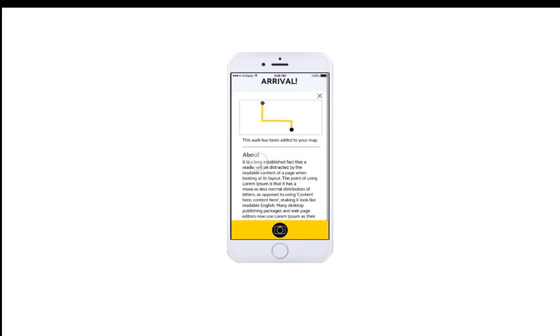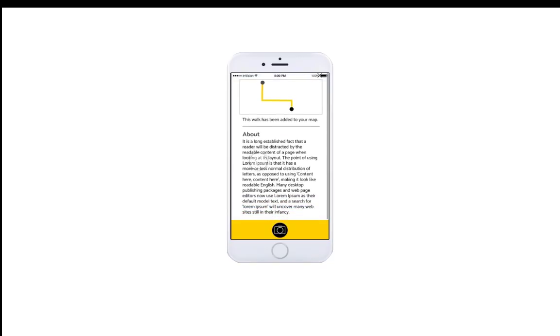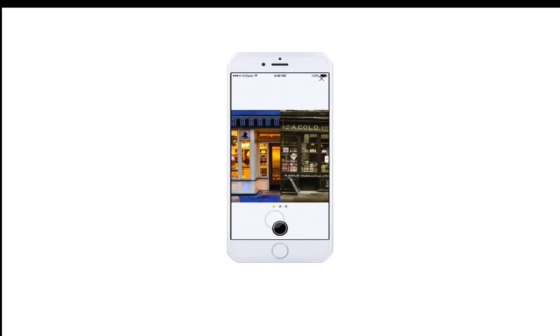Once arrived at your destination, you'll be able to see your travel route and receive information about your newly explored location. You will always have the option to save these documents to your collections within your profile. You will have the option to take a photograph of the current building alongside an image of the same building from a different time in history.